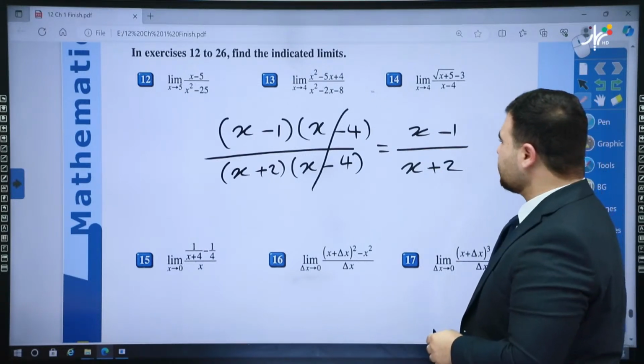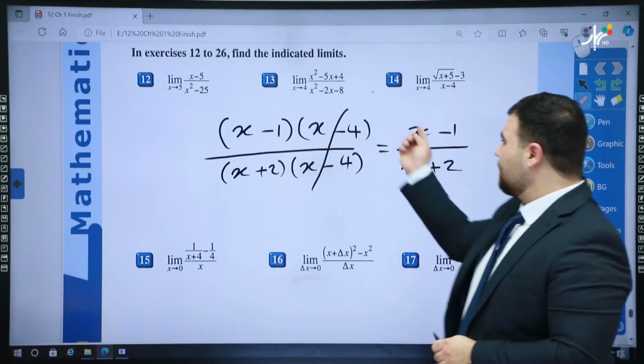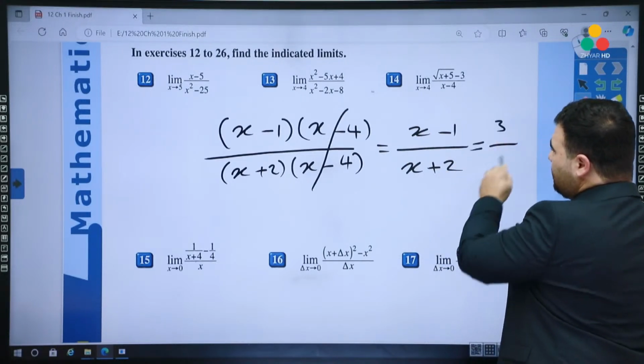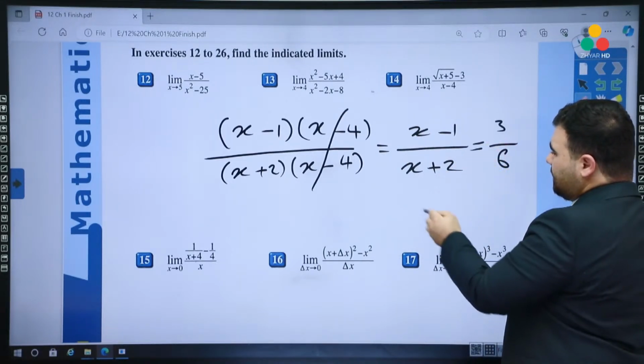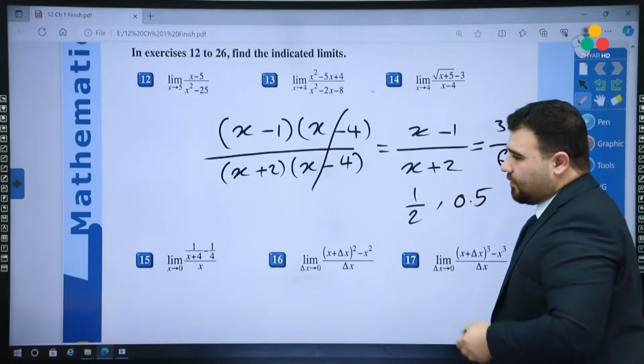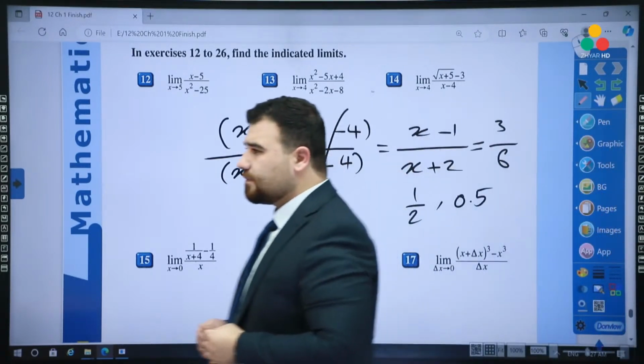x plus 2. If I put 4 in place of x, this will be 4 minus 1, 3. 4 plus 2 is 6. 3 over 6 or 1 over 2 or 0.5. These are all correct answers.